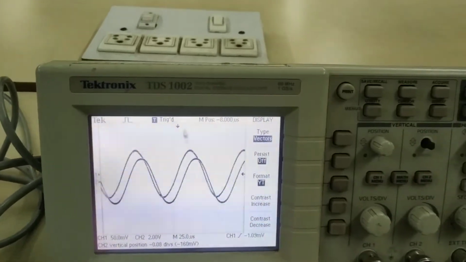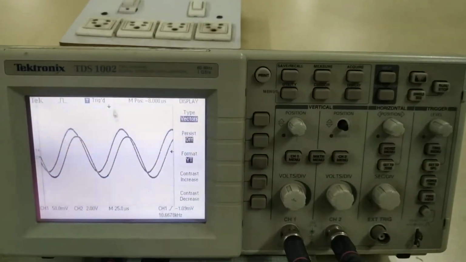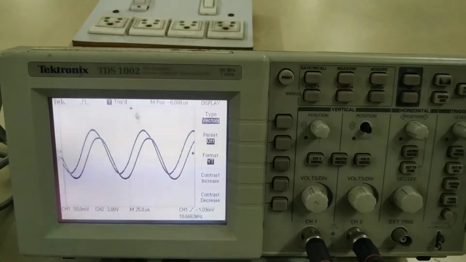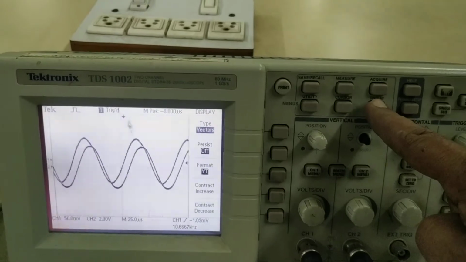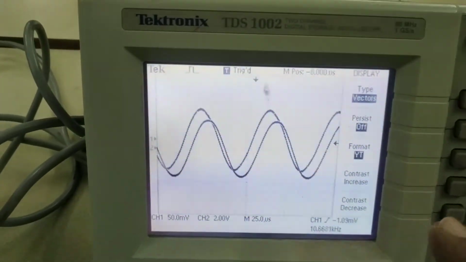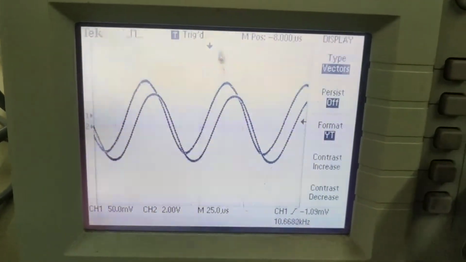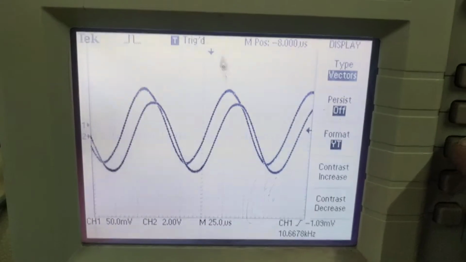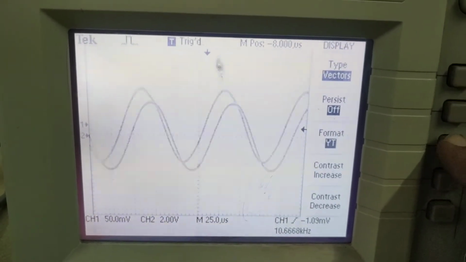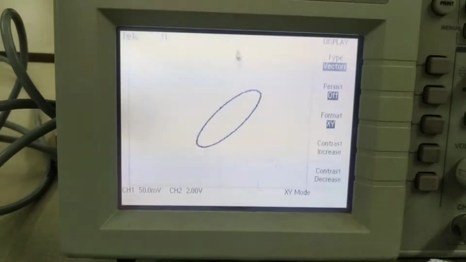So let us measure that phase difference using the Lissajous pattern. That is using the display mode. The display button is pressed. YT is the mode now. We have to change that mode to the XY mode so that we get the Lissajous pattern. So let us change YT to XY mode. With XY mode, you are getting the Lissajous pattern or the Lissajous figure.